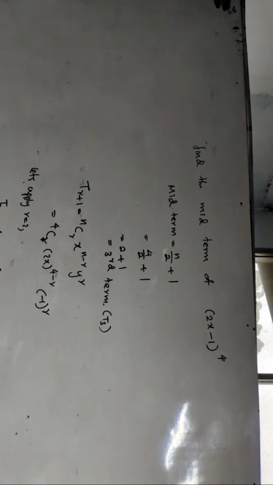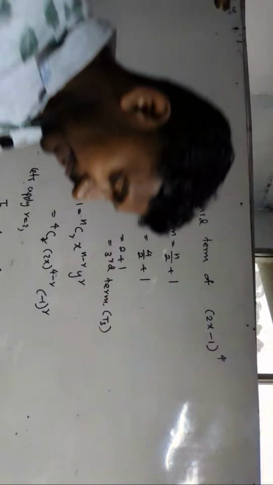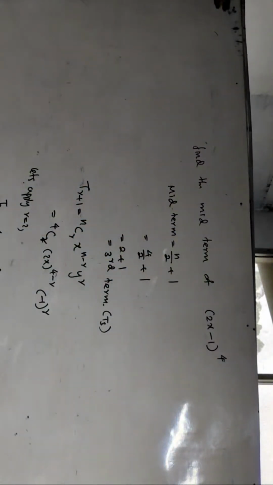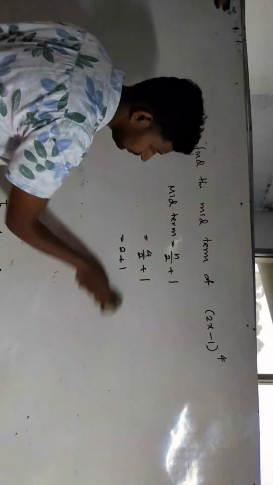Right, to the next one. Finding the independent term of x. In other words, we say that this is the constant. Finding the constant within brackets. Now let's see how we can find the independent term of a binomial expansion.